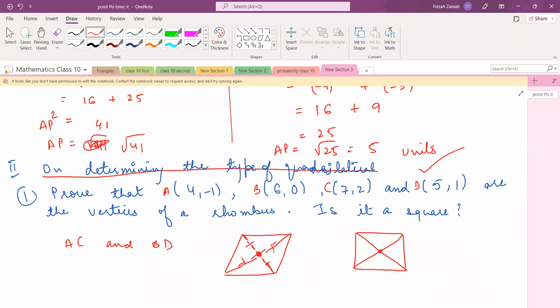Ma'am, but when it comes to more marks, will this be enough? If it is for more marks, I think you should do it with the distance formula. If it is just a 2 mark question, you can directly use this. I think in that case also it will not be wrong because they are not asking you to use the distance formula. Yes, ma'am. Ultimately, you have to prove it.